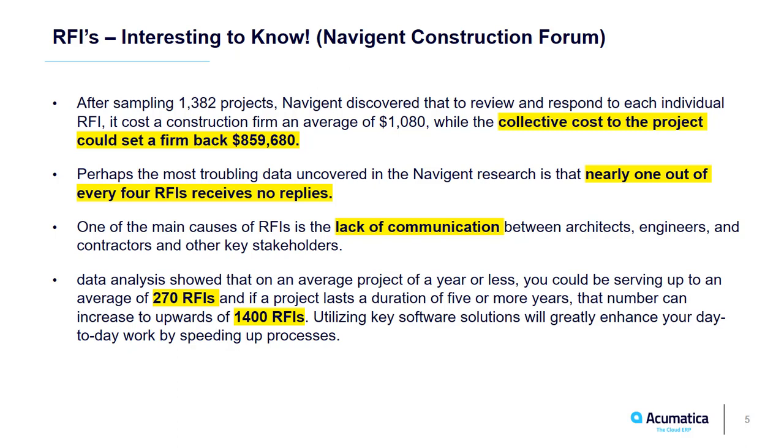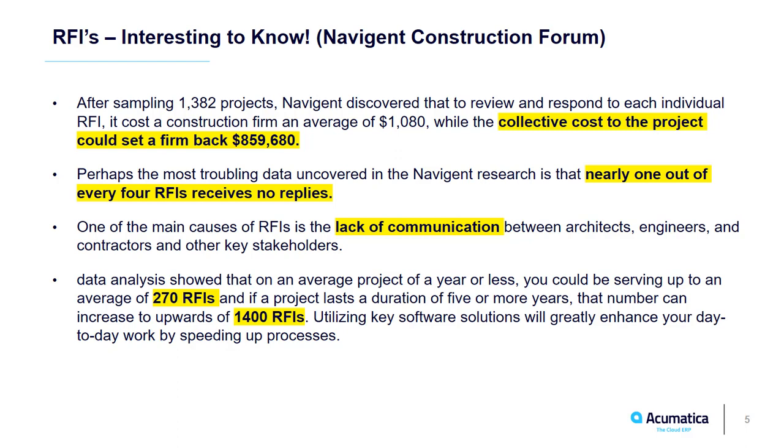Perhaps the most troubling data that Navigant uncovered is that nearly 1 out of every 4 RFIs never receives a response or a reply. One of the main causes of RFIs is the lack of communication between key project stakeholders such as architects, engineers, and contractors.